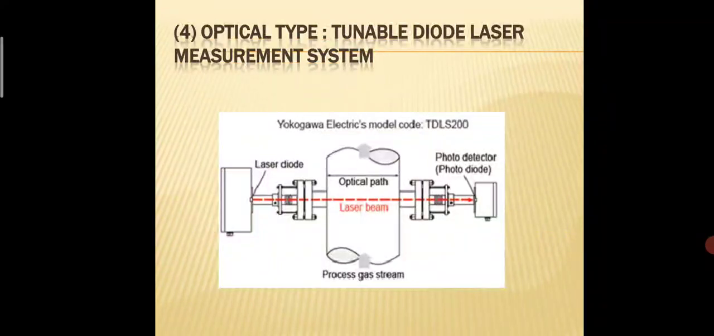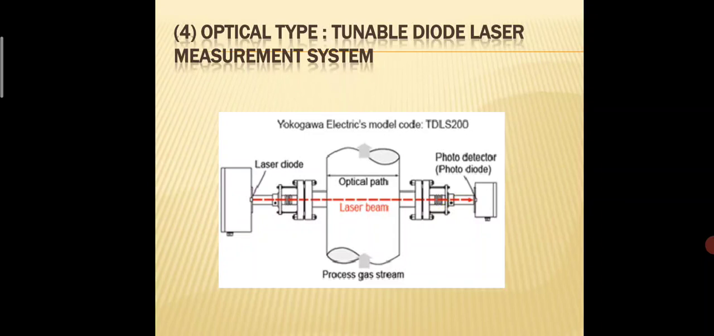Next we go for the optical type, the tunable diode laser measurement system. Here we are using an optical system called the tunable diode laser, which is used to analyze the oxygen content present in a sample. Here we see this is a laser diode, this is the optical path, and this is a photo detector. The output from this diode is in the form of different color wavelengths, and the output wavelength is analyzed by using these photo detectors.